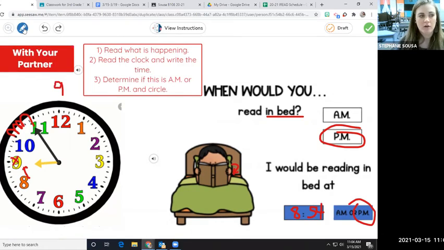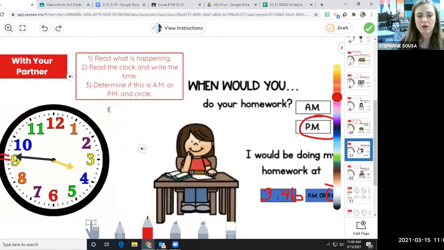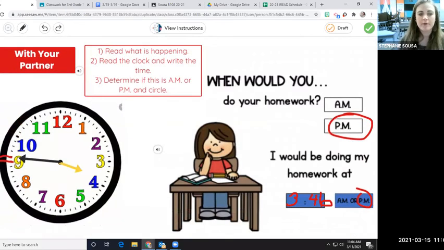Okay. Our final 2 you should have completed with your partner. When would you do your homework? That is in the PM. It is afternoon. Our hour hand is after the 3. It is not to the 4, so it is 3. And here's our minutes: 5, 10, 15, 20, 25, 30, 35, 40, 45. 1 minute later is 46, 3:46 p.m.